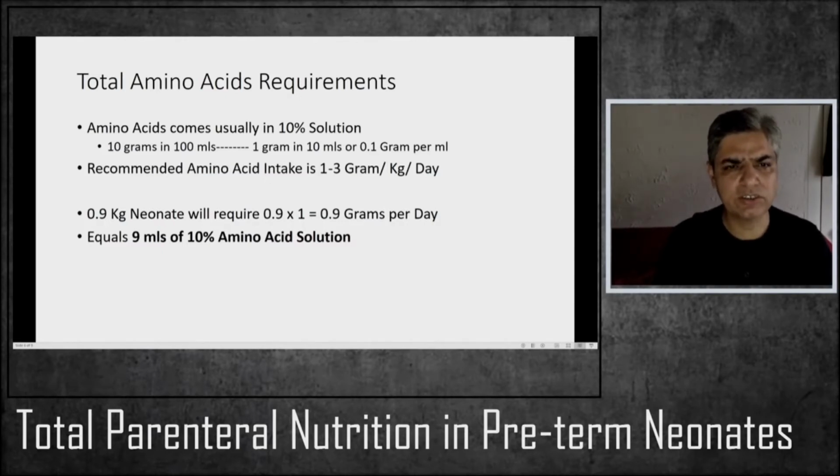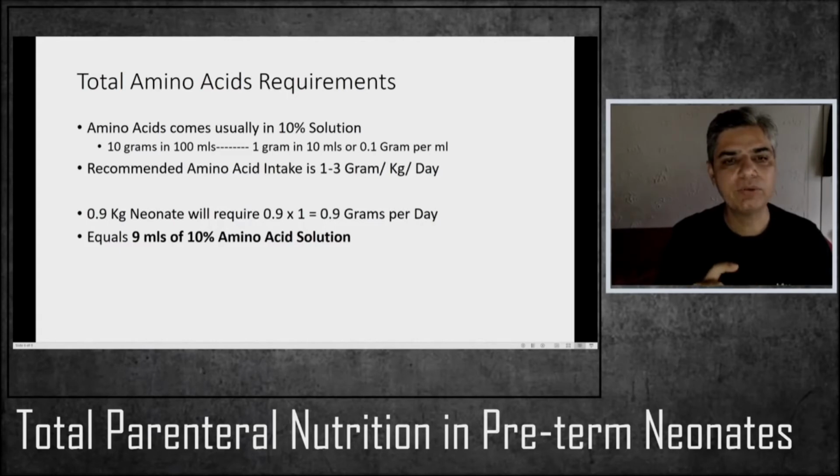So that's why we have to give proteins in their very elemental form, which are the amino acids. An essential and non-essential amino acid combination usually comes in a 10% solution. So we've got pre-made amino acid solutions, which are 10% solutions. A 10% solution simply means that in 100 mils of that solution, you have 10 grams of amino acids. Or in other words, 10 mils of that solution would contain 1 gram, or 0.1 gram per ml. So you can do your maths and calculate that.